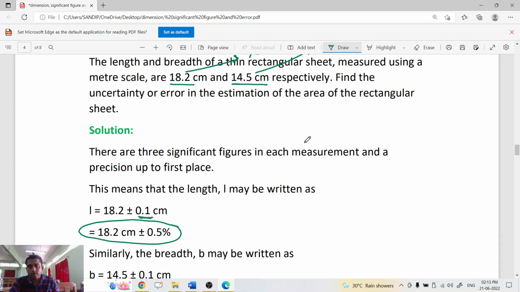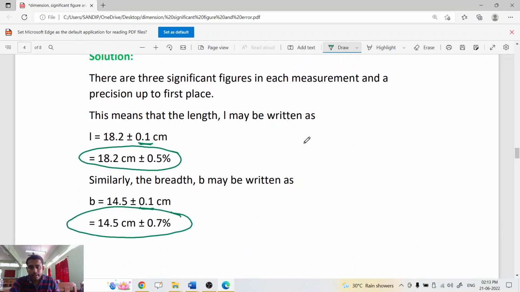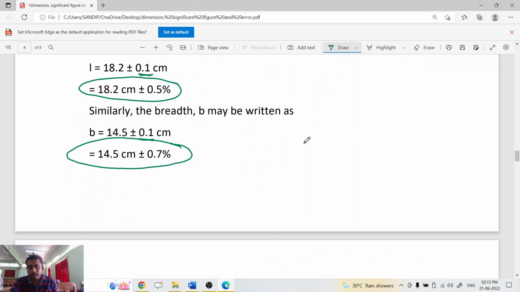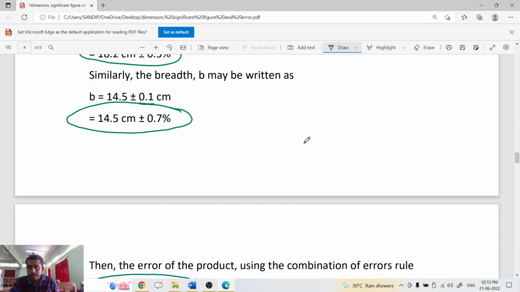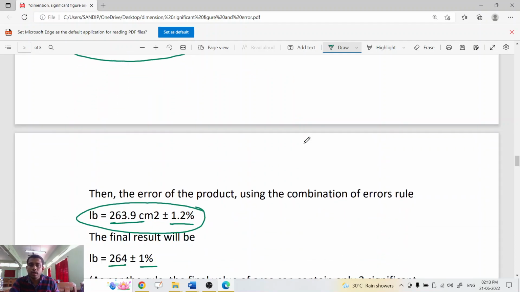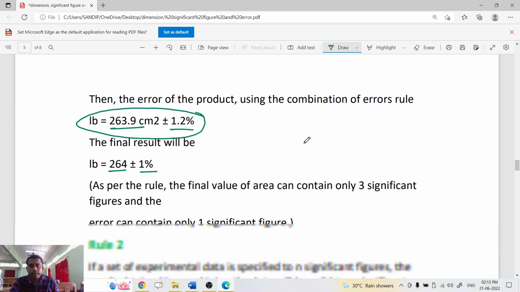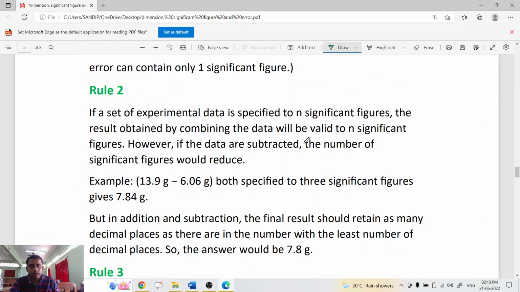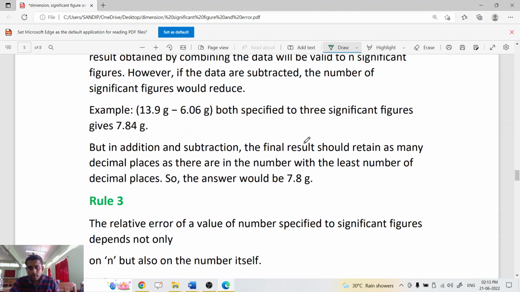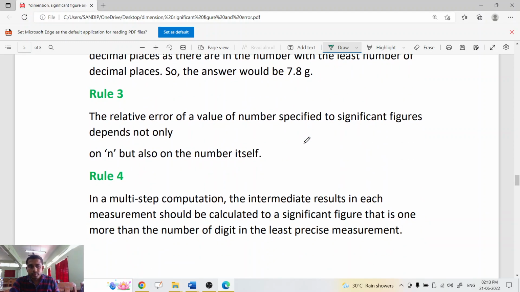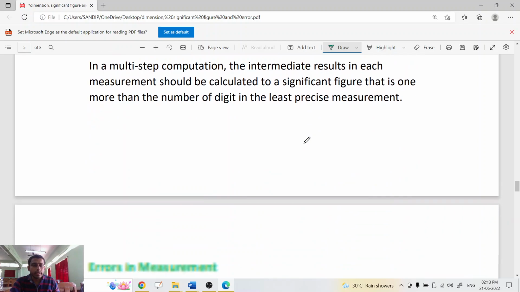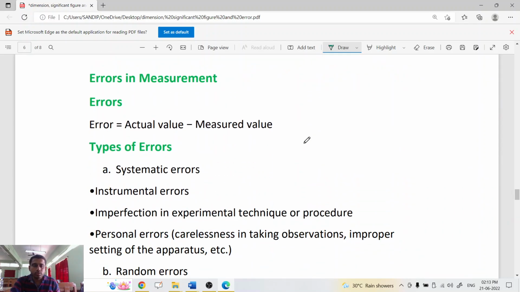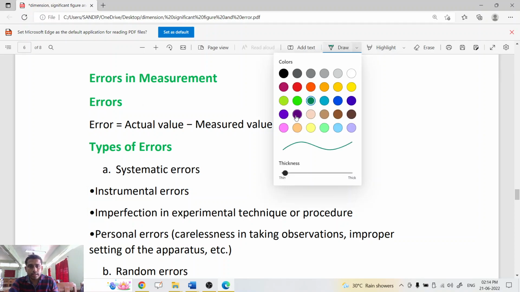So at first we have to find out the individual error for calculating length and breadth, then we find out the product of length and breadth and we get area, and also we get the percentage error of area. So now the problem is we have to know about error. So at first we have to know the error part. So now we discuss error.